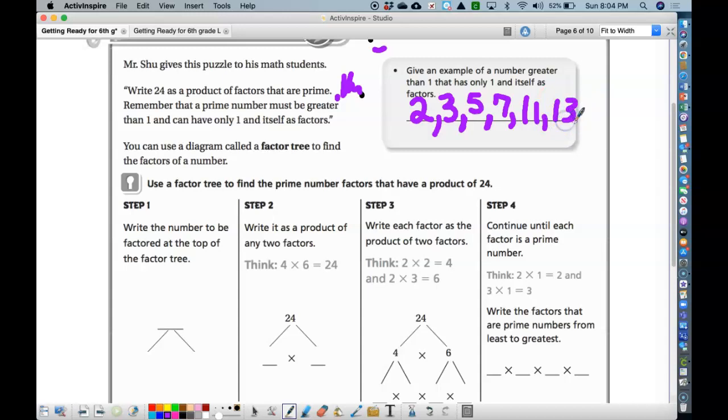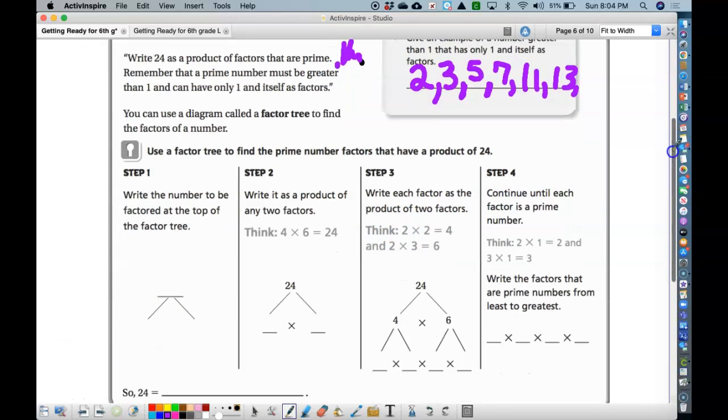Keep going here. 14's not, and 15 isn't. There's that odd number. So we can automatically know that we're not going to write any even numbers except for 2, but we have to really look at those odd numbers. So 15 doesn't work because we have 1 times 15 and 3 times 5.